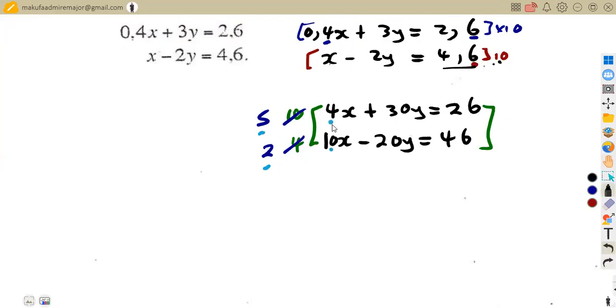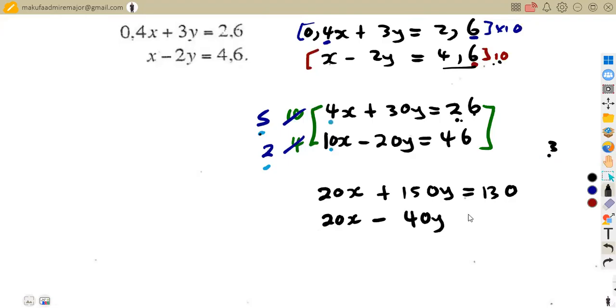So if we multiply 5 by 4, that is going to be 20x. 5 times 30, which is going to be 150y, is equal to 5 times 26. We are going to obtain 130. Then 2 by 10, that's going to be 20x. By 2 here, that is going to be minus 40y, is 2 times 46, which is 92. So as we can see, these two are the same. We've got 20x, we've got 20x.